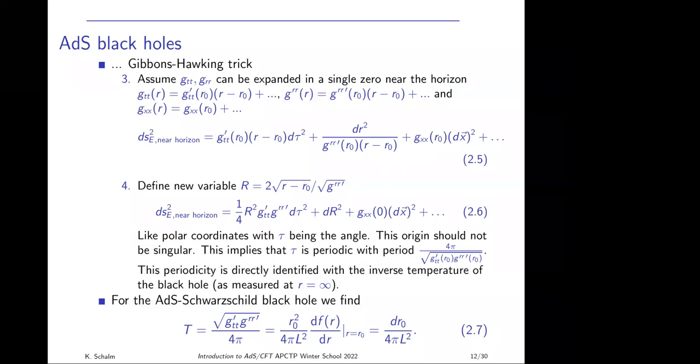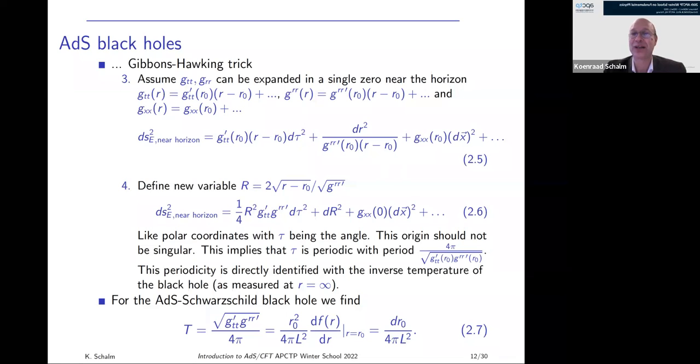Excuse me. Yes. You're trying to save tau from being singular? Is the only way to save it that it would be periodic, or is there no other option? As far as I know, that's the only way to save it. Okay, thank you.